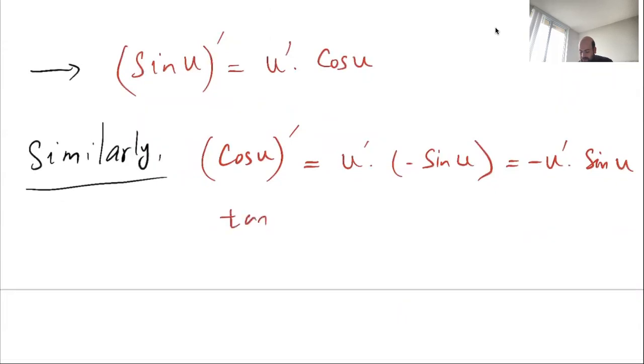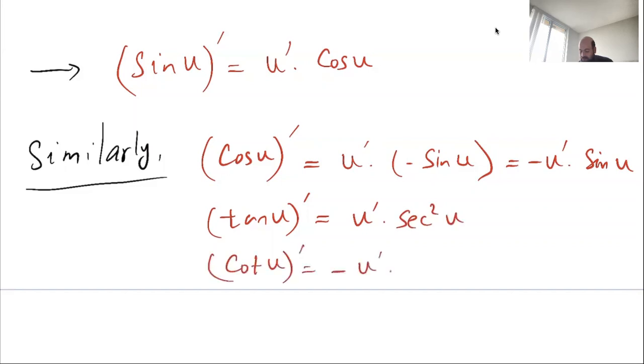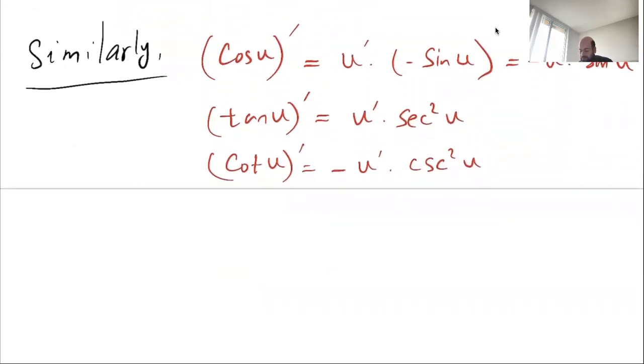Similarly for tan u derivative, what was tan x derivative? Secant squared x. So tan u derivative is secant squared u times u prime. So u prime times secant squared u. Or similarly for cot u, minus u prime times cosecant squared u. Because cot x derivative is minus cosecant squared x. So cot u derivative is minus cosecant squared u times u prime. So let's look at an example.